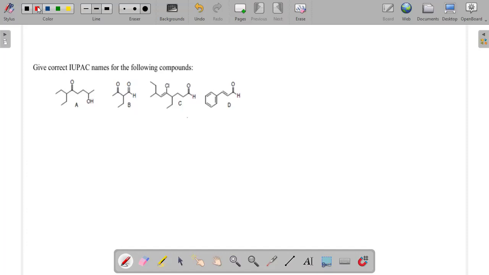In this tutorial, I'm going to solve a question from your toy sheet 6 on organic chemistry. She's saying, give correct IUPAC names for the following compounds. Okay, so we've been given these compounds here, and we are to give their IUPAC names. So what are the steps that we follow when giving an IUPAC name for an organic compound?